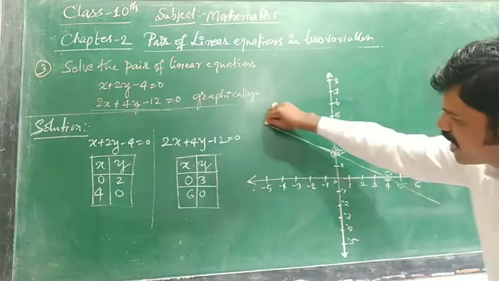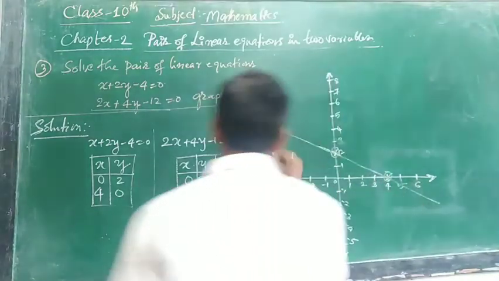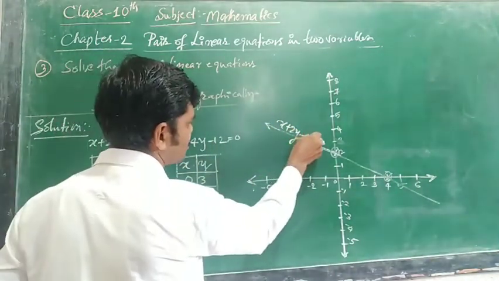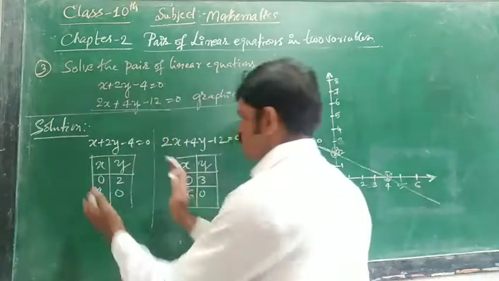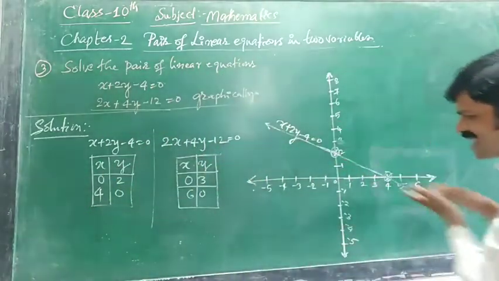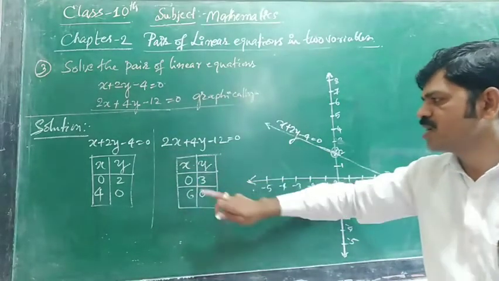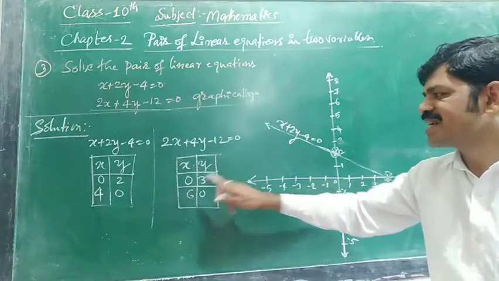And this is the line. The name of this line is x plus 2y minus 4 is equal to 0. So for this data we have got this line in the graph. So for this equation we have got this data. So let us apply this data on the graph.